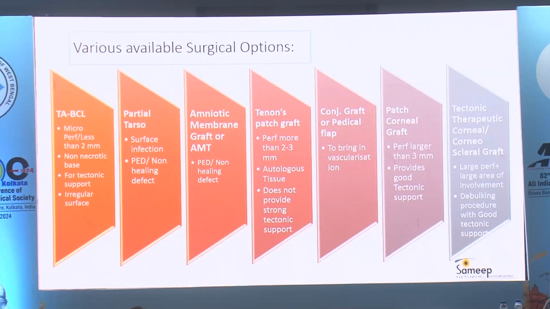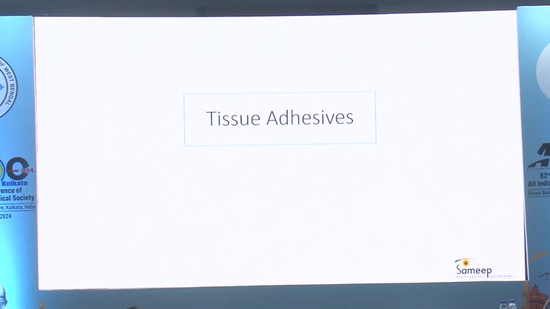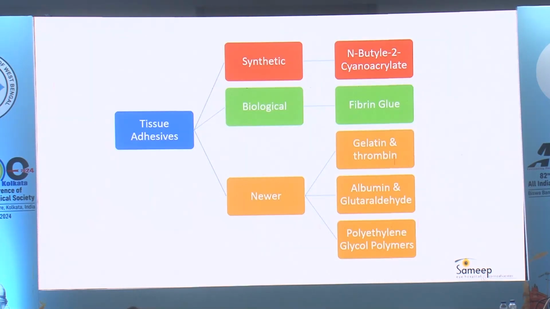If the perforation size is larger, one can do a patch corneal graft, or at times they may require a tectonic therapeutic graft, or maybe at times more than a corneal graft, a corneoscleral graft. Talking about tissue adhesives, they could be synthetic, biological, or there are certain newer adhesives also available, but the commonest used in perforation is N-butyl 2 cyanoacrylate, which is a synthetic tissue adhesive. Biologicals, you all know, are used for sealing tissue wounds, fibrin glue and all, and gelatin, thrombin, albumin, glutaraldehyde, and polyethylene glycol polymers are the newer ones.